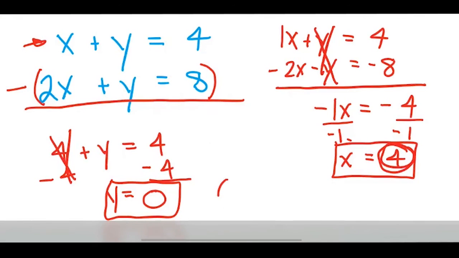I make my parentheses. And inside here, I put the x value first, which is 4. And I put my y value second, which is 0. So the answer to this one is going to be (4, 0).